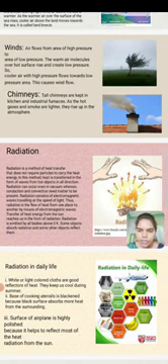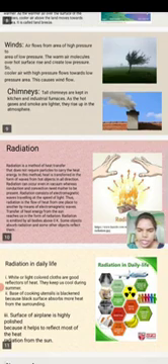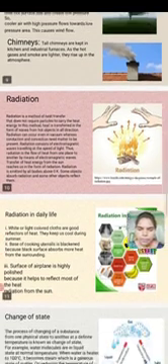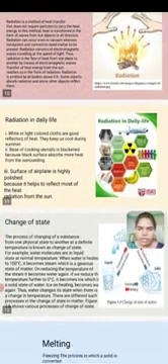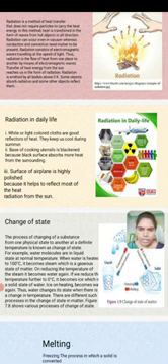Heat energy from the sun reaches us in the form of radiation. Radiation is emitted by all bodies above 0 K. Some objects absorb radiation and some other objects reflect it. Radiation in daily life: light colored clothes are good reflectors of heat, so they keep us cool during summer.